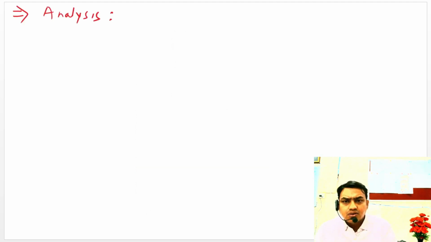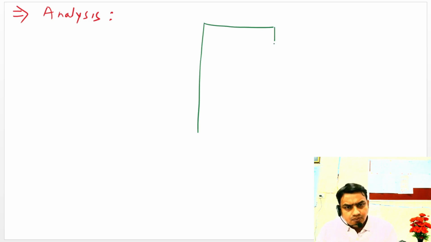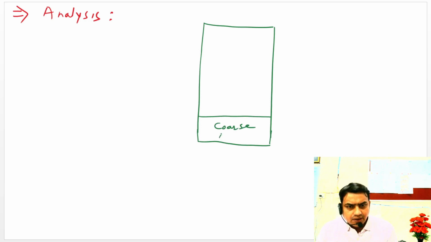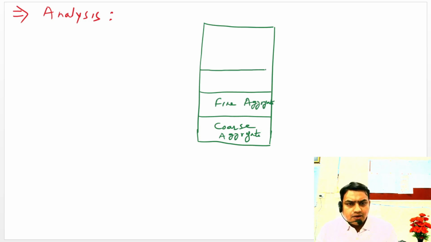So in the analysis part, let us say this part is coarse aggregate, then fine aggregate, then it is filler, bitumen, voids, air voids.